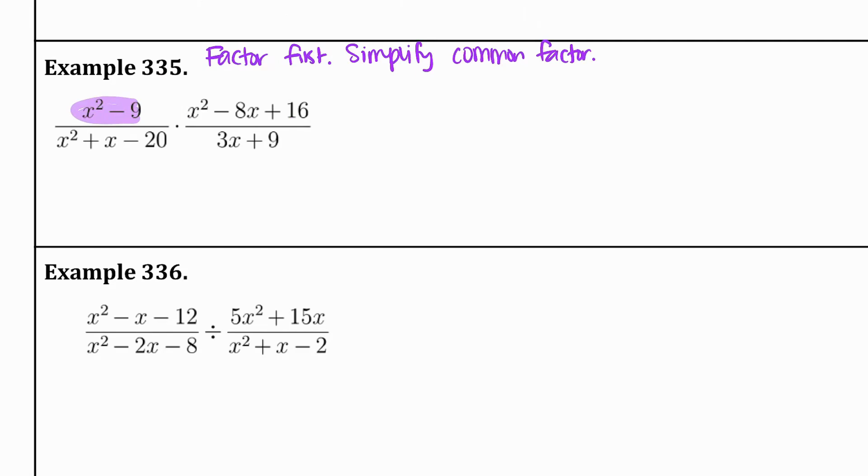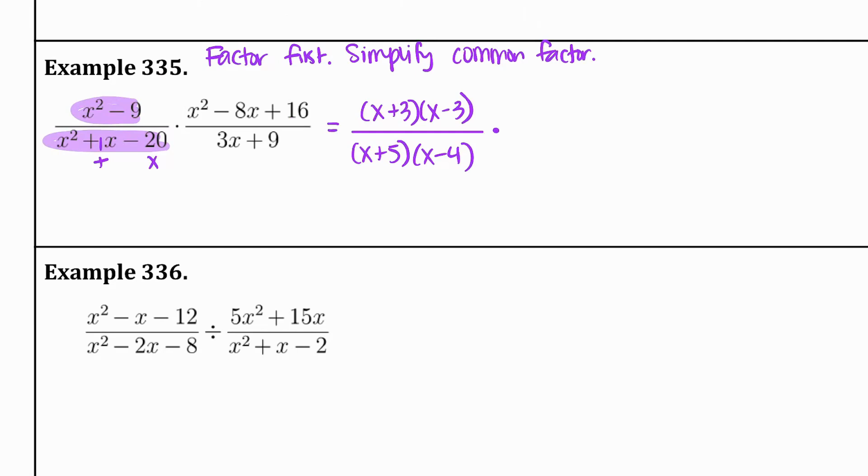X squared minus 9. That's the difference of squares. That factors to be x plus 3, x minus 3. On bottom here, we're trying to think of two numbers that multiply to be negative 20, add to be positive 1. That should give me x plus 5, x minus 4.